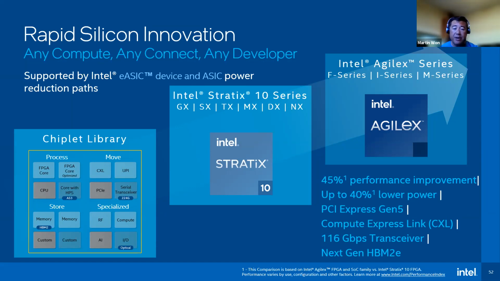So pursuing this chiplet-based methodology has helped us to develop and deliver many industry-leading capabilities in our products. And in particular, in Agilex, we've got a 45% performance improvement compared to our prior generation, up to 40% lower power, PCI Express Gen 5 interfaces, Compute Express Link interfaces, transceiver data rates up to 116 gigabits per second, and high performance integration of HBM2E memory. So I want to show you now in more detail how we use the chiplet library to use exactly the chiplets we need to target specific product areas. Next slide, please.